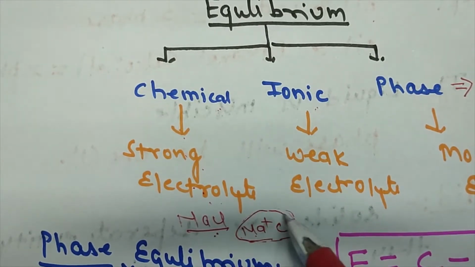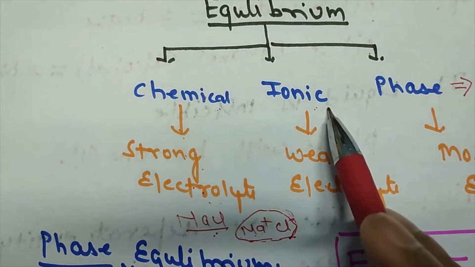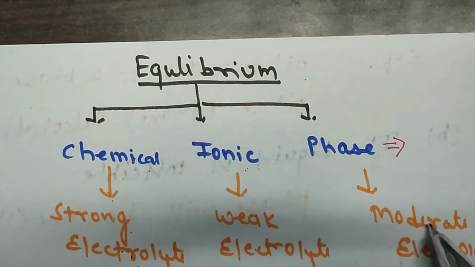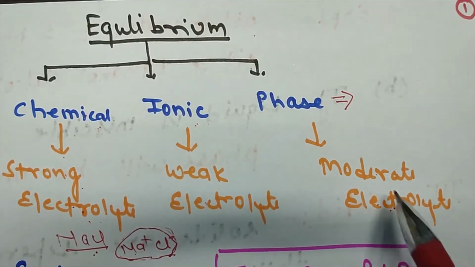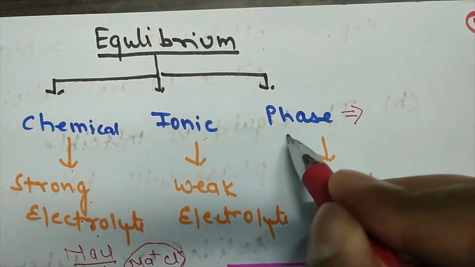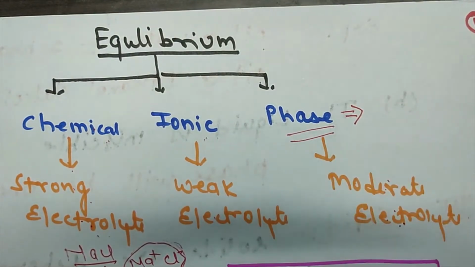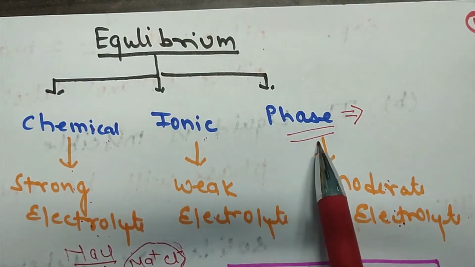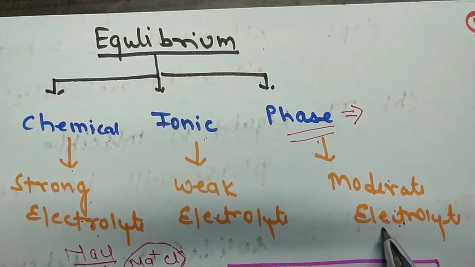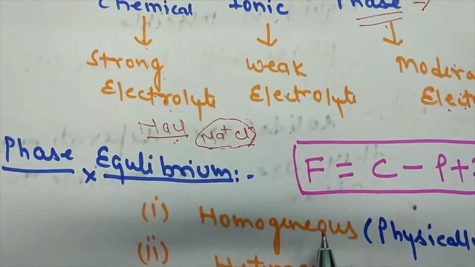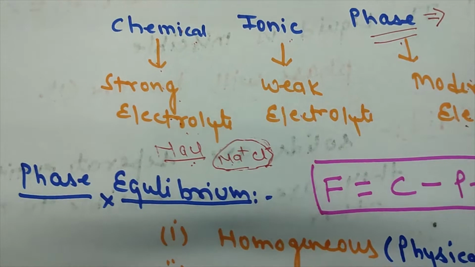You will study the strong electrolyte in chemical equilibrium, the weak electrolyte in ionic equilibrium, and the moderate electrolyte, which cannot dissociate easily into ions, in phase equilibrium. Today I am going to discuss this phase equilibrium, where we use the moderate electrolyte. Clear guys?